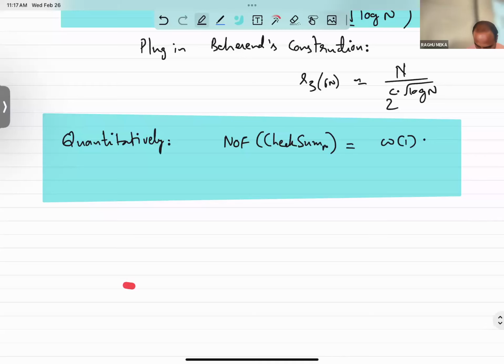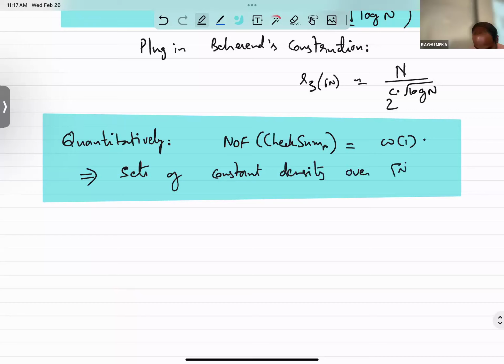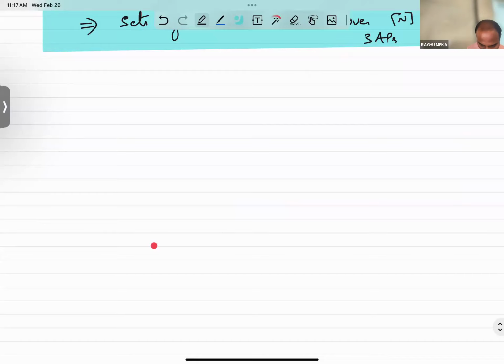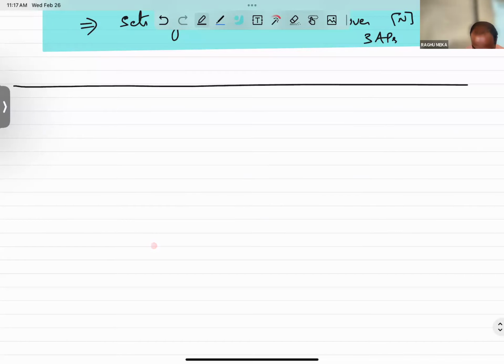That's why I said it hides a lot of magic inside this simple definition. Okay, it implies that sets of constant density over n have 3 APs. Right? And the same thing holds for higher dimensions. Like if I have 4 players, then yeah, it gets harder. It corresponds to 4-term APs and so on.